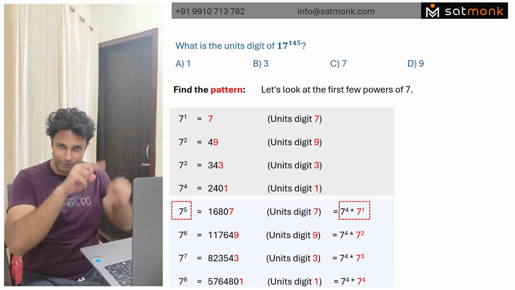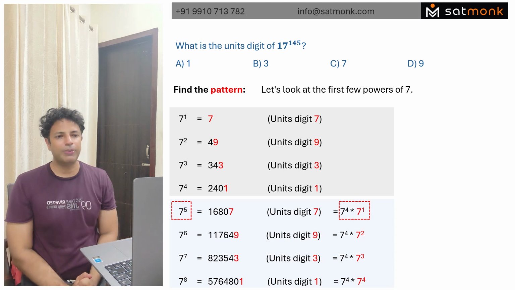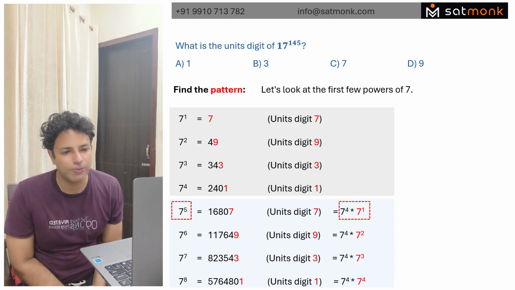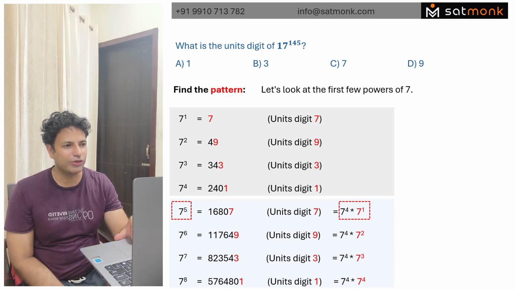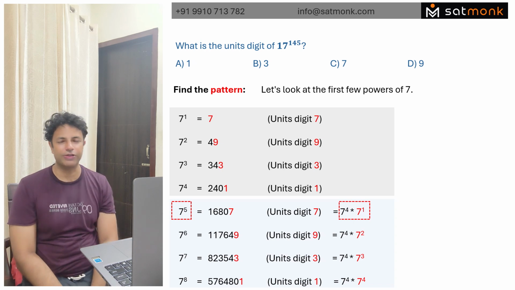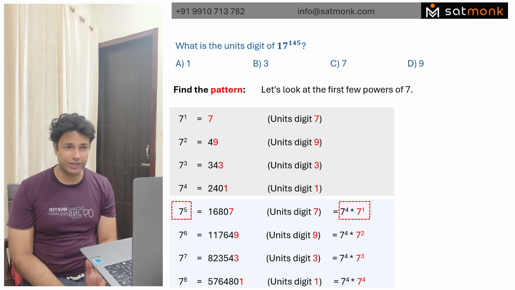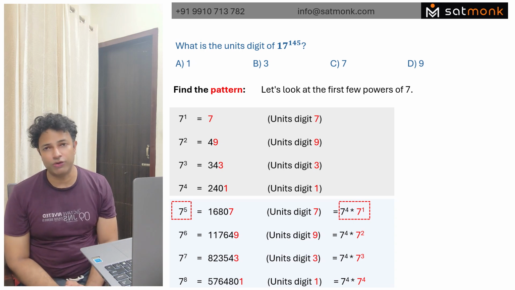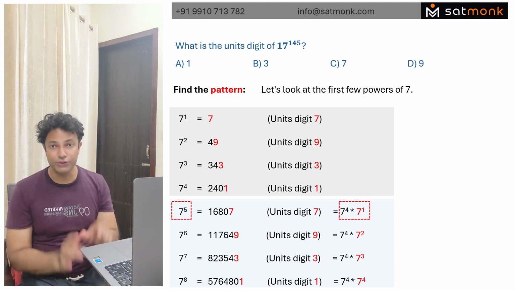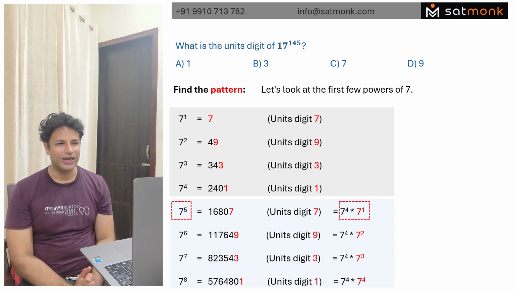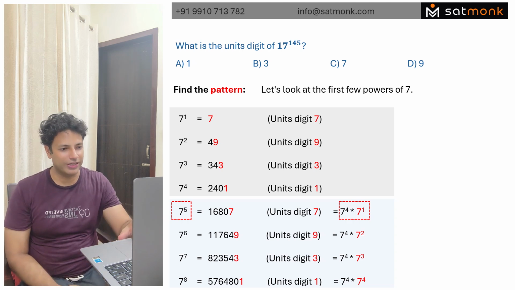So now the cycle repeats itself. Are you getting it? The cycle is repeating itself. So the pattern repeats every 4 powers, right? So after every 4 powers, the pattern is going to repeat itself. So I know 7 raised to the power 1 will give me 7. If the power is 2, then 9. Power is 3, then 3. Power is 4, then 1. And then again 7 raised to the power 5 will give you 7 in the units digit. Alright. And 7 raised to the power 6 will give you 9. Alright. So it's going to repeat the cycle.